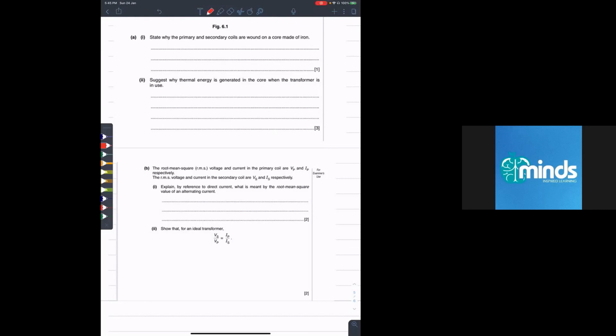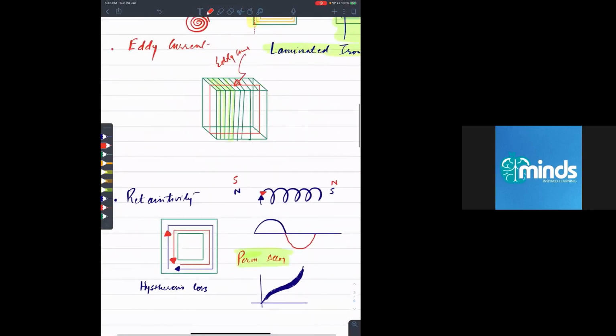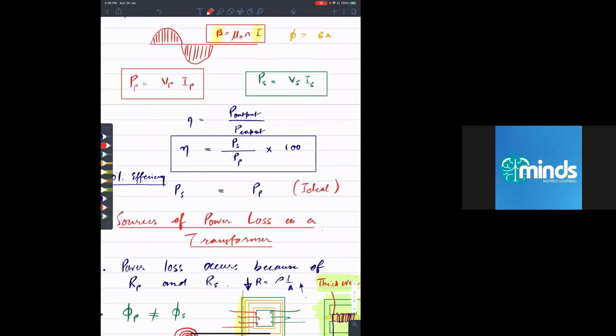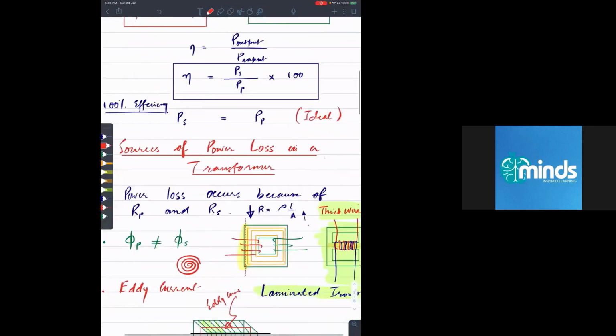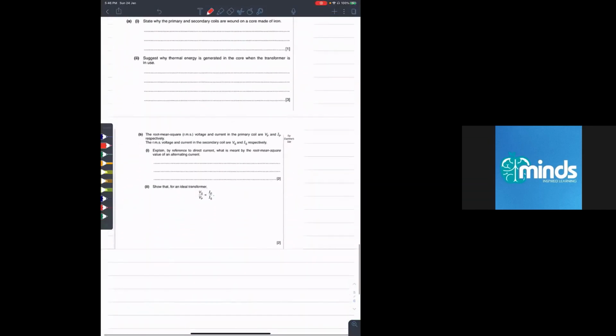Show that for an ideal transformer, Vs over Vp equals Ip over Is. Did you people prove this thing? Because we did discuss this here. When you say Ps equals Pp, because 100% efficiency means power of secondary and power of primary are equal, it will be Vs Is equal to Vp Ip. So you can easily say Vs over Vp equals Ip over Is.